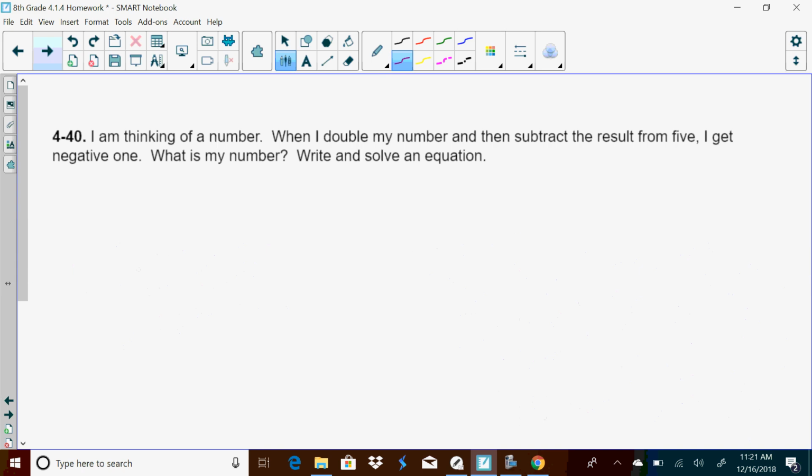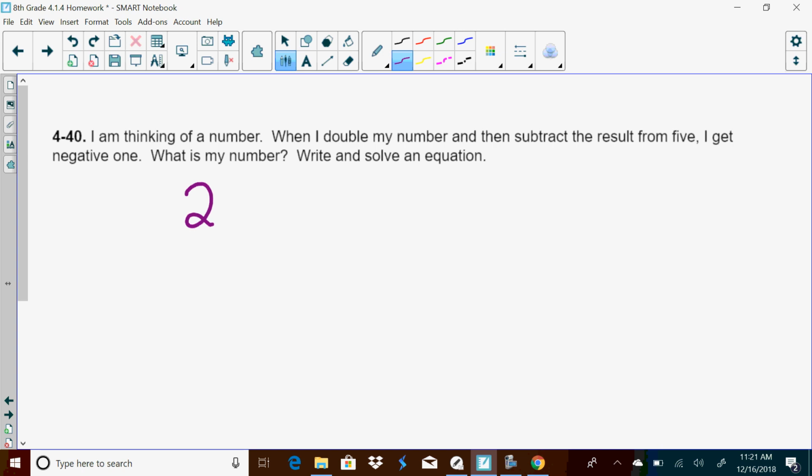Problem number 40, I am thinking of a number. When I double my number and then subtract the result from 5, I get negative 1. What's my number? Write and solve an equation. Doubling my number needs to be multiplied by 2, so I'm going to multiply my variable, x, by 2. But then I'm going to subtract it from 5. So that means it's 5 minus 2x equals negative 1.